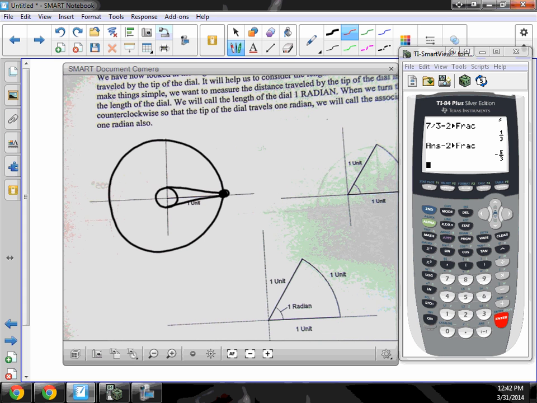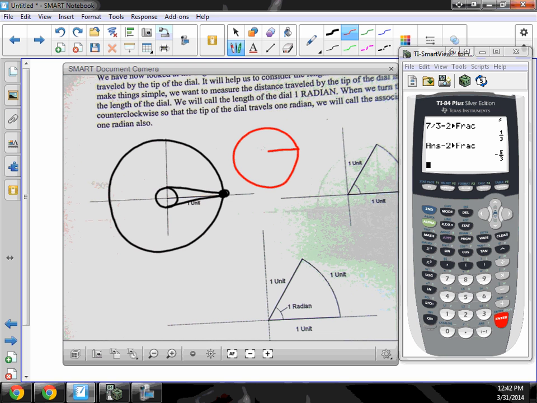So instead of measuring the rotation, we're going to measure the distance. So radians, I mean, you can rotate with radians, but that's not where they come from. Radians are the distance traveled by the dial in terms of the length of the dial. Now, obviously, if my dial is smaller, the distance is going to be smaller. But when you compare the distance traveled to the length of the dial itself, then it's always the same. It's always the same rotation.